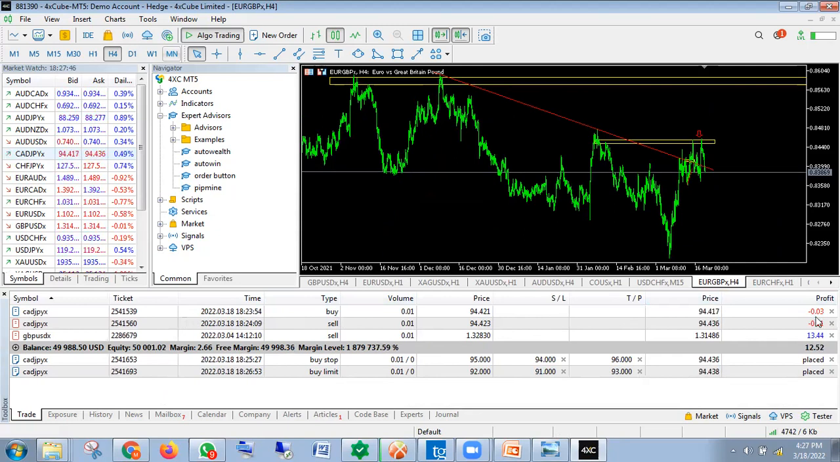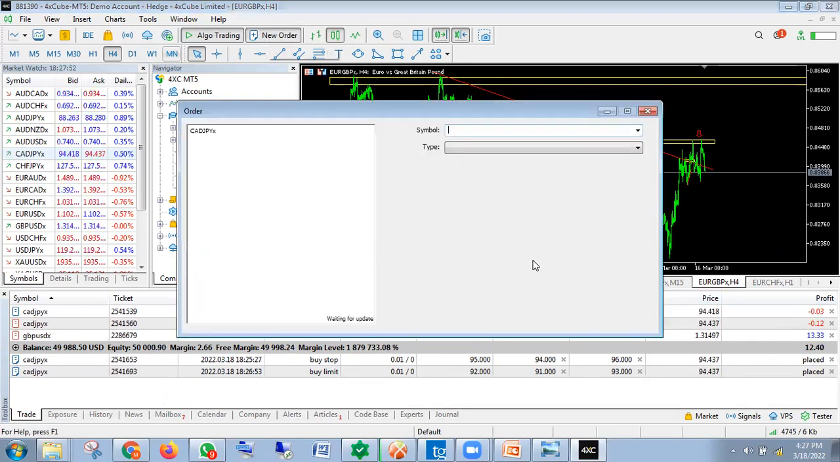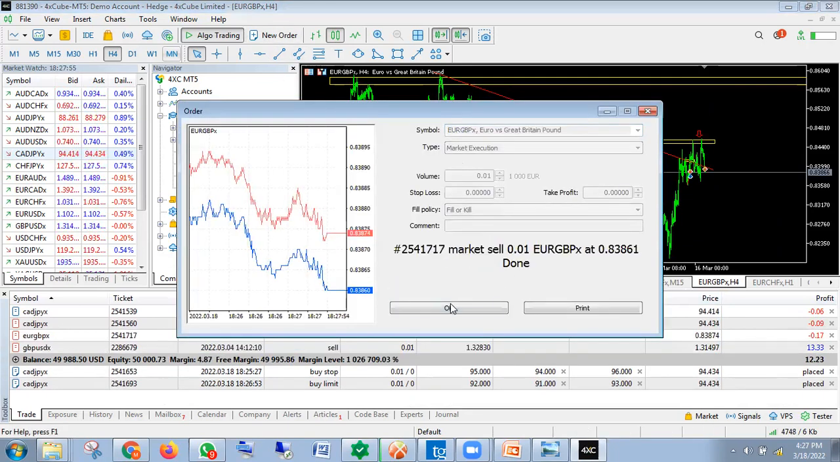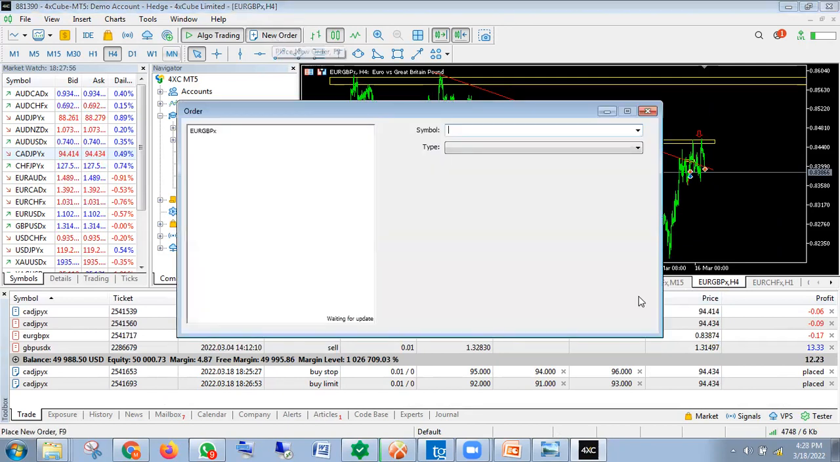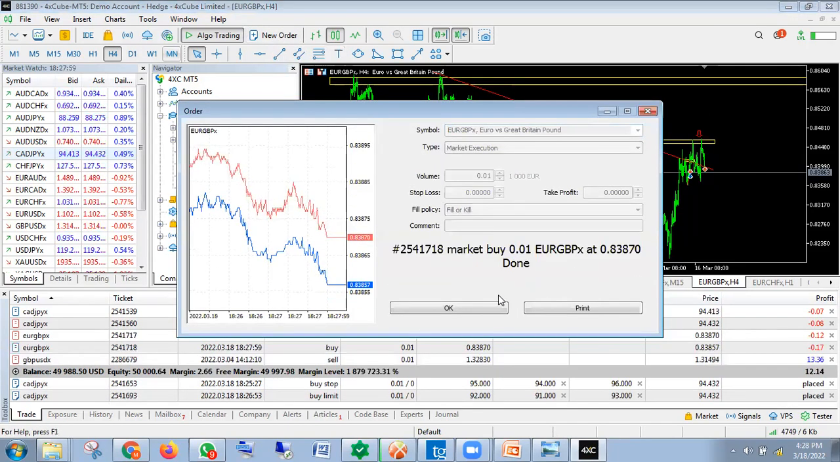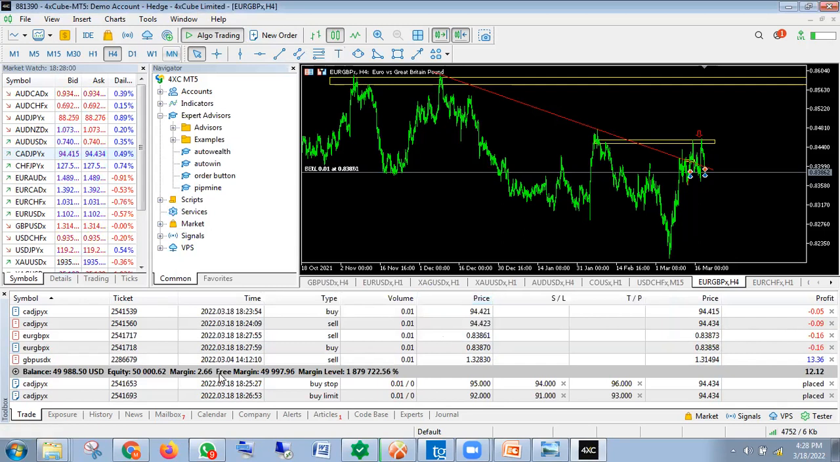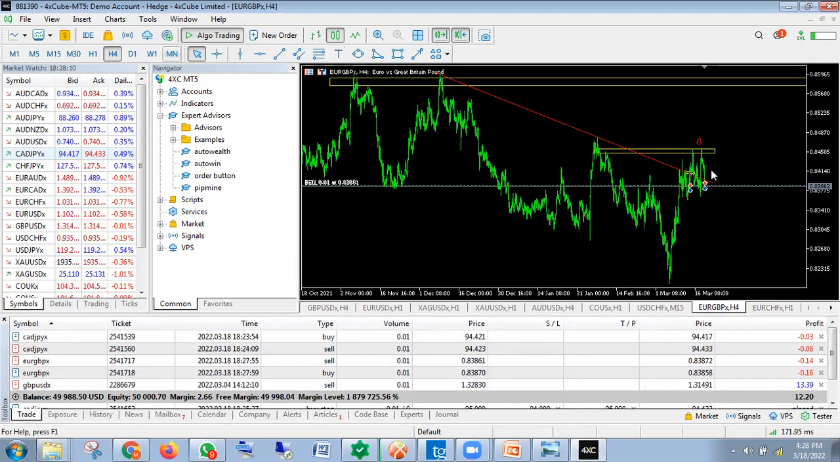It's running because they are already current trades. Let me still do buy and sell here. At the current price, I buy, I sell. At the current price, I buy. You see them there, executed already. You see it, EUR GBP buy, EUR GBP sell. That's it. So let's have a pending order.